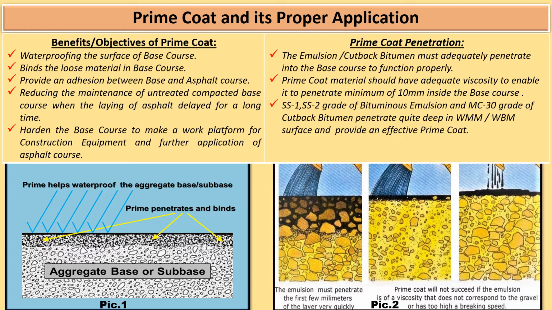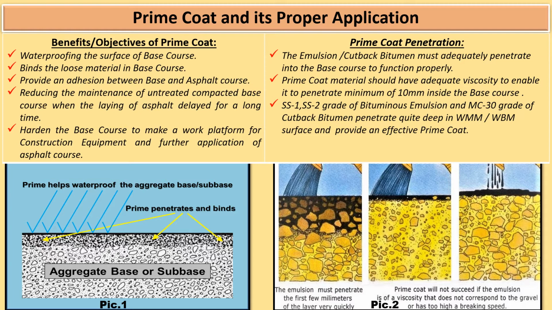The picture shown on the right side below is about the process of penetration and setting of prime coat material after application. The first picture shows a proper penetration as well as the binding of granular material by bitumen emulsion. The second picture shows the bitumen emulsion, the prime coat material, with a higher viscosity fails to penetrate into the base course. It only accumulates and sets over the surface.